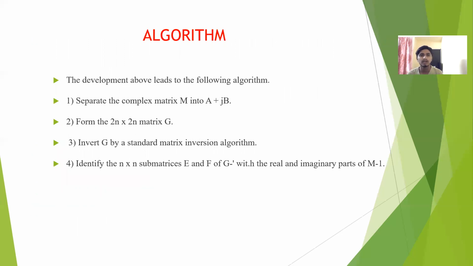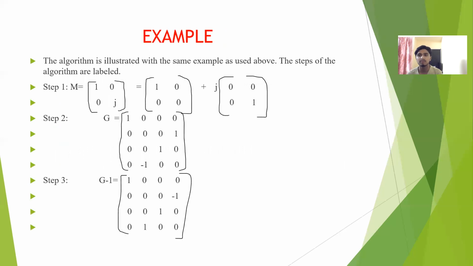Algorithm. The development above leads to the following algorithm. Separate the complex matrix M into A plus jB. Form the 2n-by-2n matrix G. Invert G by a standard matrix inversion algorithm. Identify the n-by-n submatrices E and F of G inverse with the real and imaginary parts of M inverse.